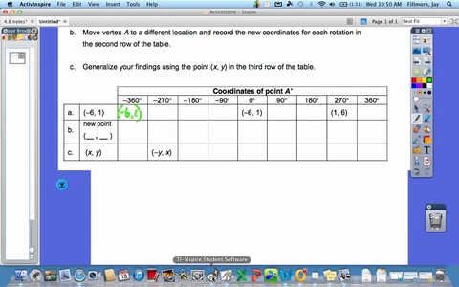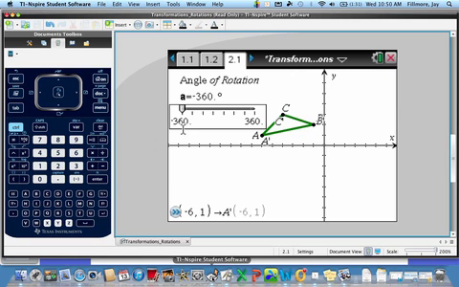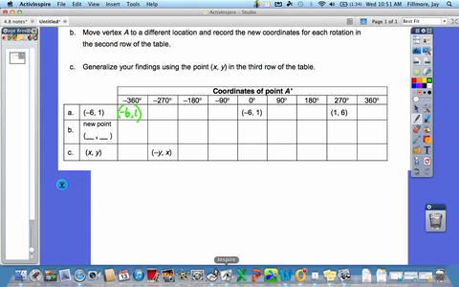Our next rotation is -270 degrees. So I'm going to move this to where I'm at -270. And you see my figure has rotated to the new position. And my new coordinates are -1 and -6. Notice we have the same values, but switched in order, and the negatives and positives are being adjusted. So our new one is -1, -6.